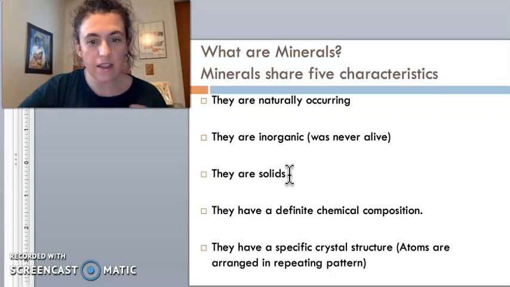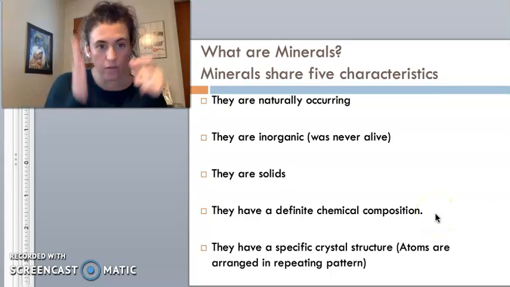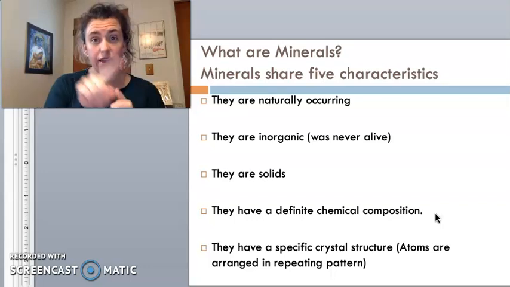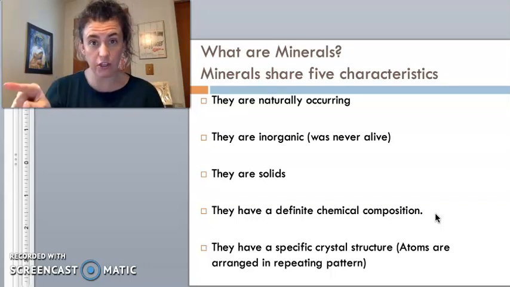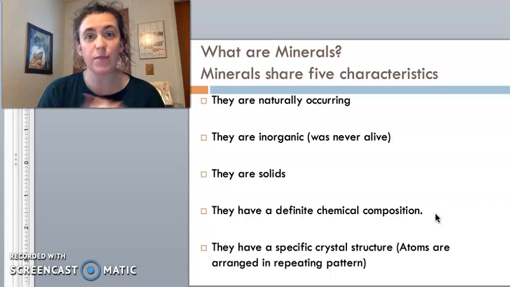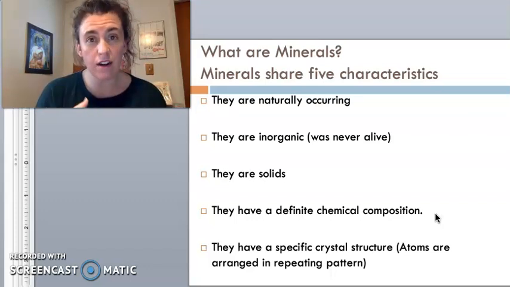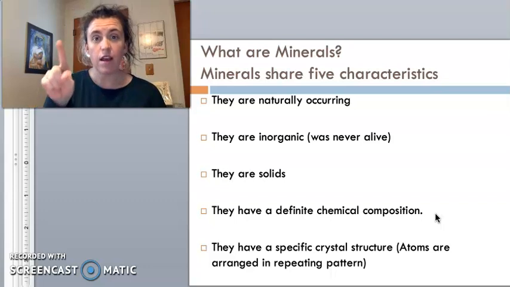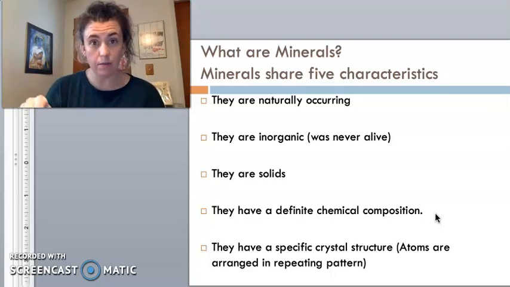Okay, next one, they all have a definite chemical composition. So if you take every sample of that mineral and you look at its chemical composition, it's going to have the same atoms in the same ratio. So think about how we talked about water. Every sample of water is going to have H2O, 2 hydrogens, 1 oxygen. Same thing here. Every sample of that mineral is going to have the same atoms in those same amounts of each atom.